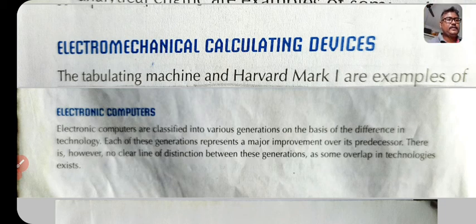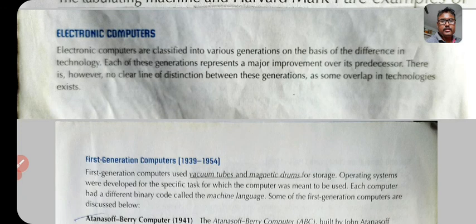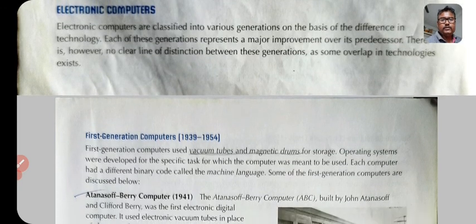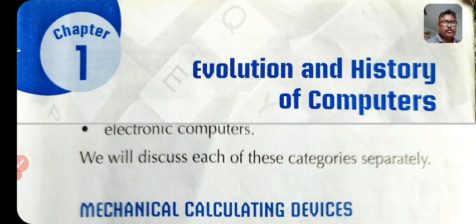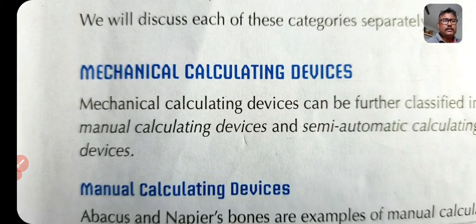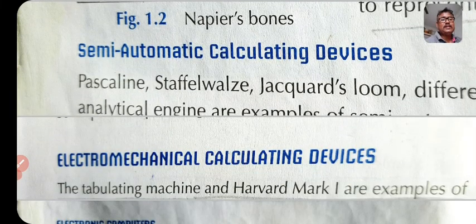Today is the third day of class from chapter 1. We are going to discuss the topic electronic computers. So before proceeding to this topic, students, from the chapter evolution and history of computers, we have already discussed in the last two classes mechanical calculating devices, which are classified again into two groups: manual calculating devices and semi-automatic calculating devices. Manual calculating devices, abacus and Napier bones, we have already discussed. The semi-automatic calculating devices like Pascaline, Stepped Reckoner, Jacquard Loom, difference engine, and analytical engine.